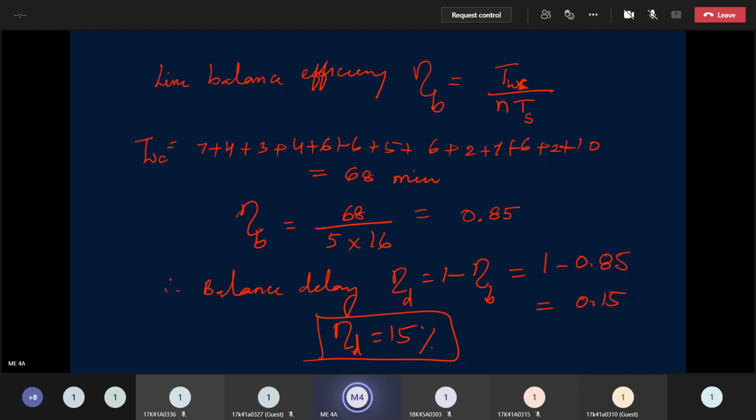This is a full question and a full marks question. If you solve this, you are assured to get full marks. So practice the precedence diagrams. And remember, in the largest candidate rule, how we have to proceed: list all the work elements in the descending order of their times, then allocate them to stations so that the total time at any station should not exceed the cycle time. That is the condition.